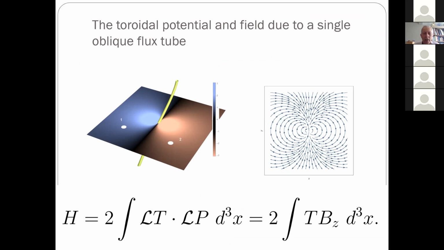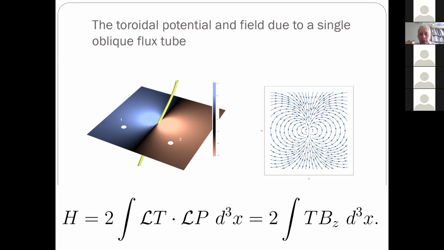one thing is that the helicity can be expressed here as LT.LP, that's the toroidal magnetic field dotted with the vector potential of the poloidal field. So it's like an A.B over here, but we could integrate by parts and just get the scalar T times BZ.